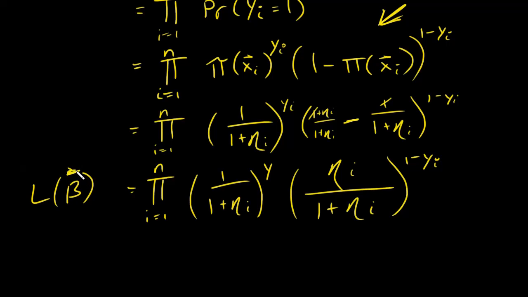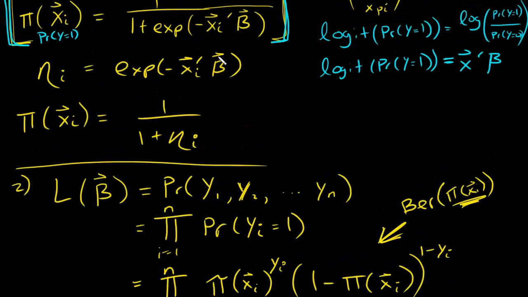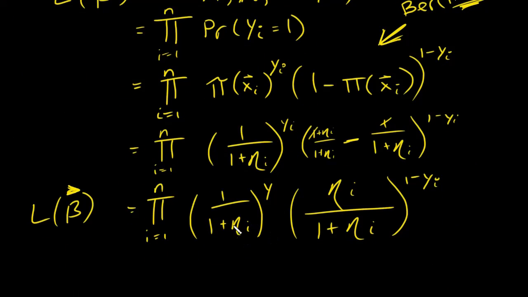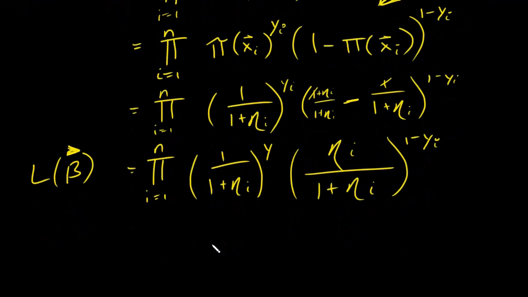Beta is a vector, so that's why I have the little hat. And remember, beta is sitting inside these nu i's, because what is nu i? There it is, it has that beta. It's a little confusing because you don't see any betas over here, but they're inside that nu i. So that's my likelihood function.